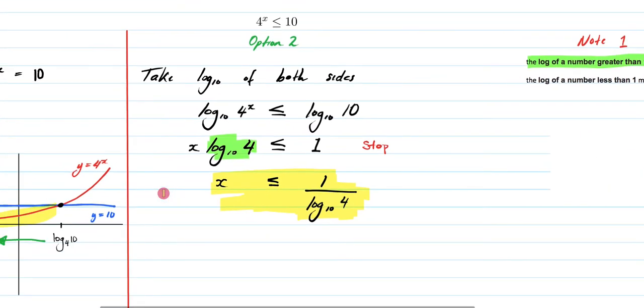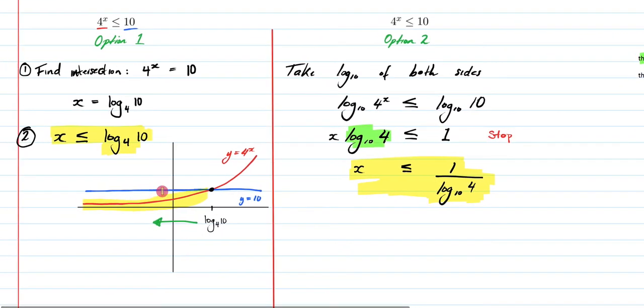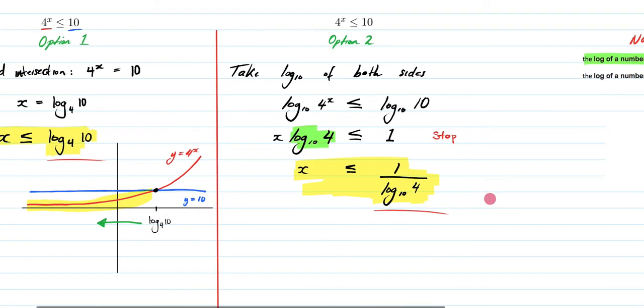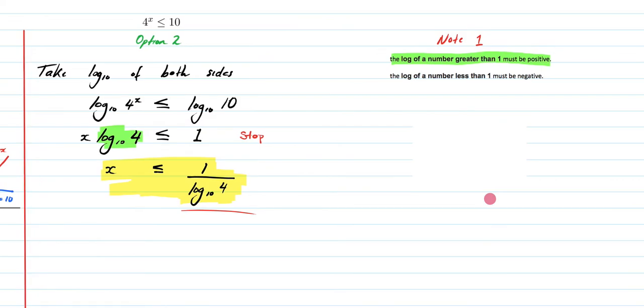Let's now zoom out for a second and look at the two answers that we got. The first answer that we got was x is less than or equal to log 4 to the 10, and now we've got x is less than or equal to 1 over log 10 to the 4. As you can see, for these to be true, this value and this value must be the same. Here we have log 4 to the 10, here we have log 10 to the 4, but it's the reciprocal of it. And this comes down to another rule that we need to make sure we know.